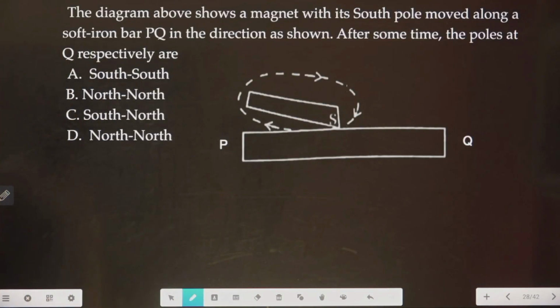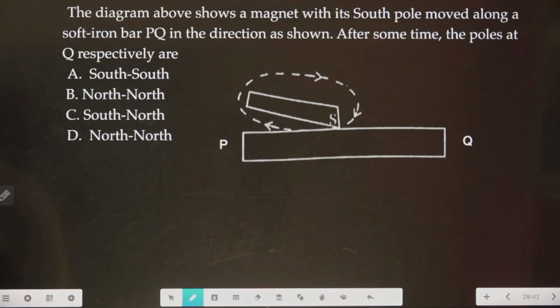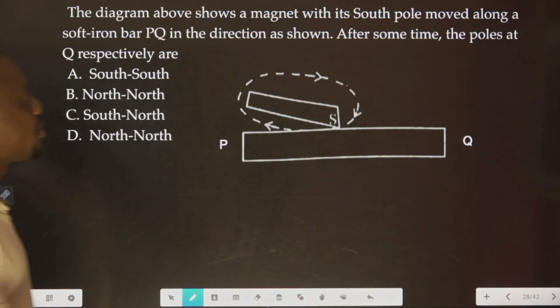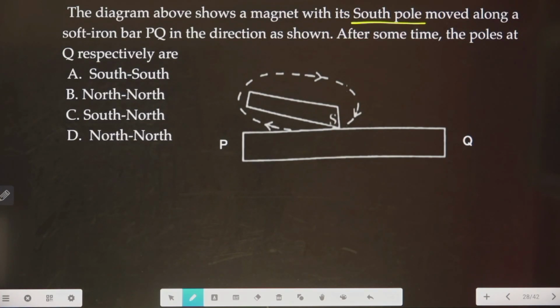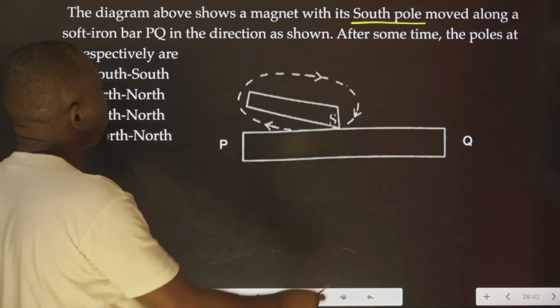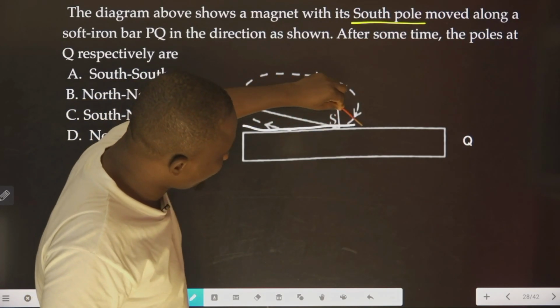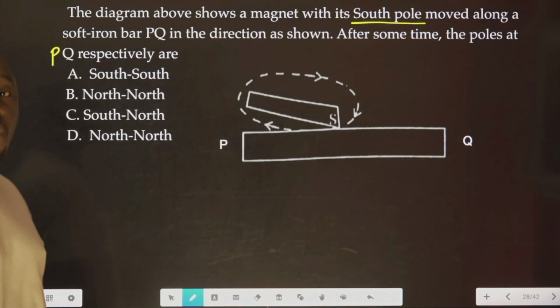Let's look at this. It says, in the diagram above, but it's here below, shows a magnet with its south pole moving along a soft iron bar PQ. That is like this. You just move it like this, okay? PQ in the direction as shown. After some time, the poles at P and Q respectively are what?